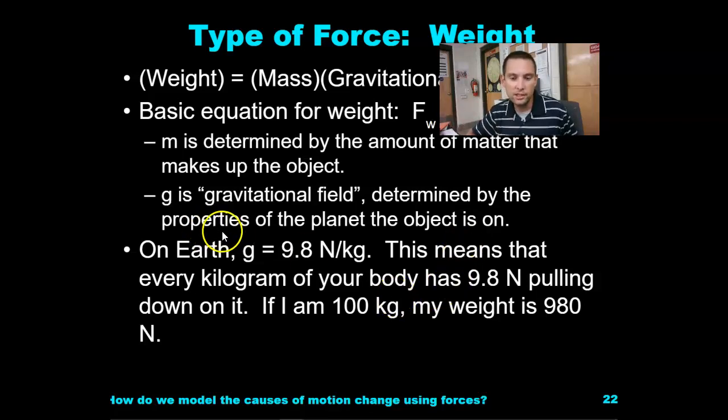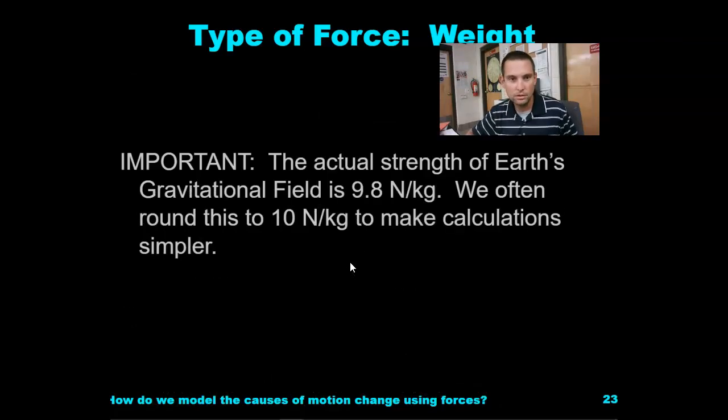On Earth, g, on average, will be 9.8 newtons per kilogram. This means that every kilogram of your body has 9.8 newtons pulling down on it. If I'm 100 kilograms, my weight is 980 newtons. I'm not 100 kilograms. Perhaps in the future, I'll reach that goal. It's like 220 pounds. I don't want to reach that goal.